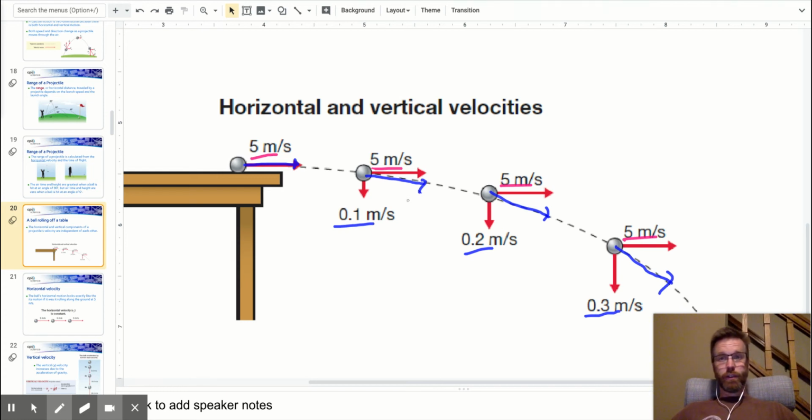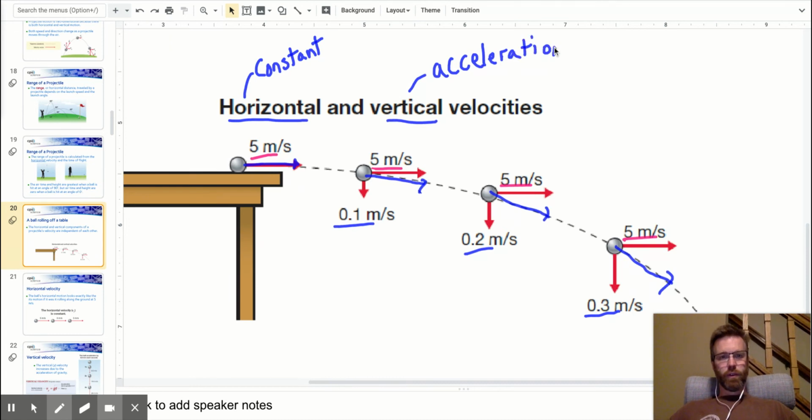And I want you to notice that the horizontal velocity stays constant because there is no force once the projectile is moving by itself. When it's a projectile, there's no force acting on it sideways. There is a force acting on it vertically, and that is gravity, the Earth's pulling on it. So vertically, we don't see a constant velocity. We see acceleration.